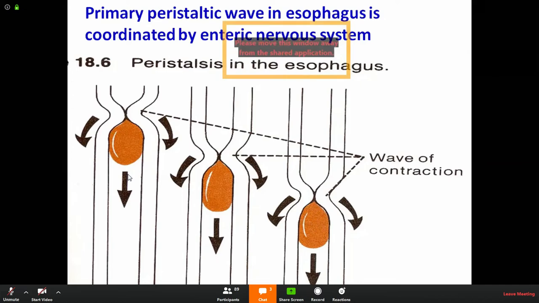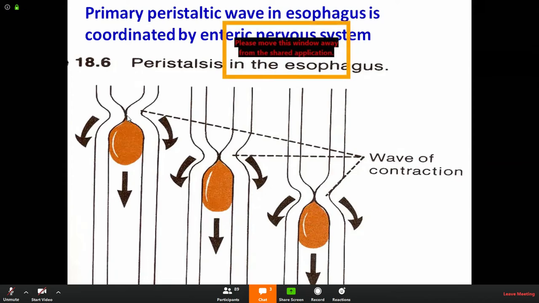Relaxation just ahead of the bolus is due to vasoactive intestinal polypeptide and nitric oxide. Contraction behind the bolus is due to substance P and acetylcholine.